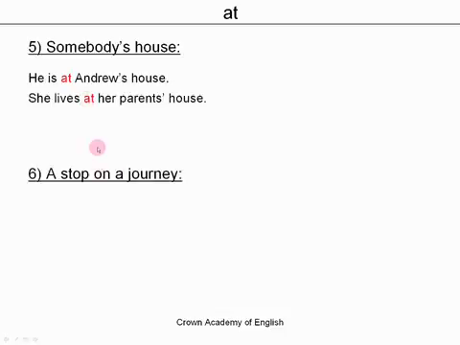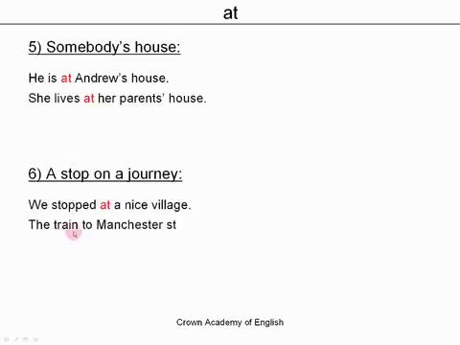And we also use the word at for a stop on a journey, like a break on a journey. Okay. For example, we stopped at a nice village. The train to Manchester stops at Birmingham. Okay, at Birmingham. So this is the only time when we are talking about towns and cities that we use the word at. Okay, and we will see the other preposition that we use for towns and cities later in the lesson. So this is the only time we use the word at for a city.